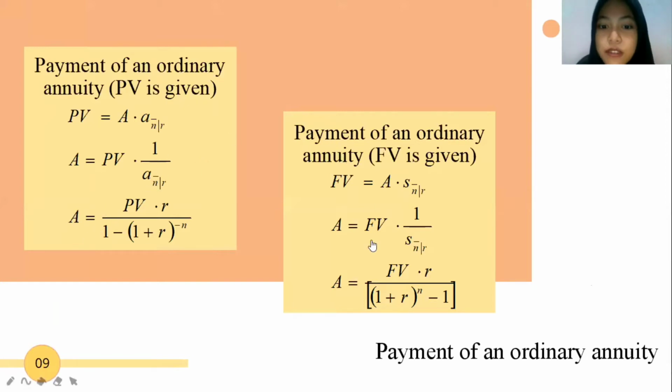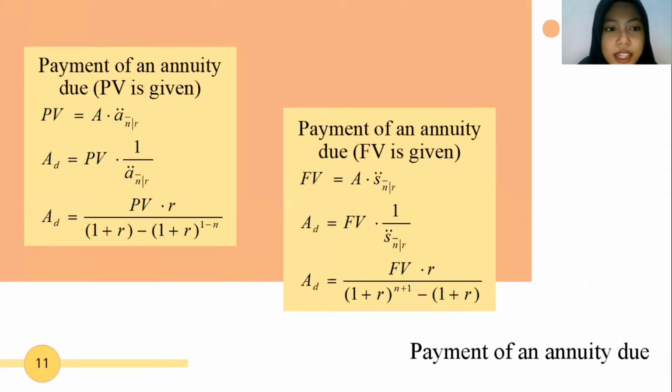So you can modify the present value or the future value of an ordinary annuity to find the payment of an ordinary annuity. And then for annuity due it is the same: you can modify the present value of an annuity due to find the payment of an annuity due if PV or FV is given.